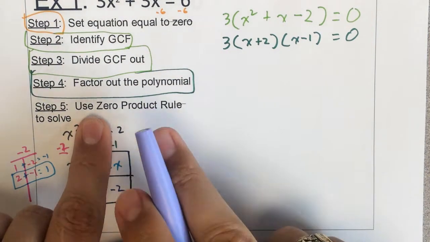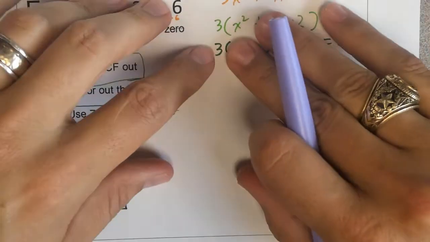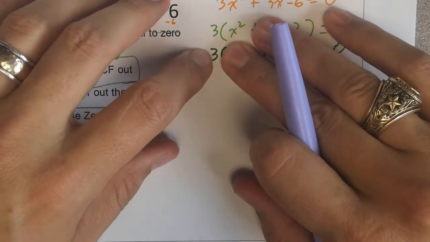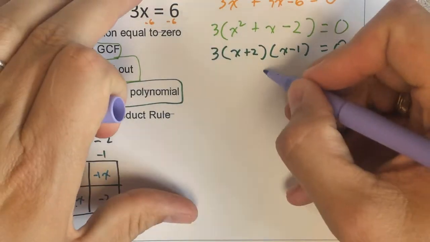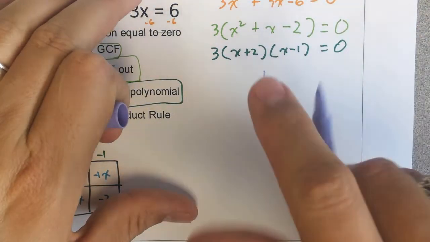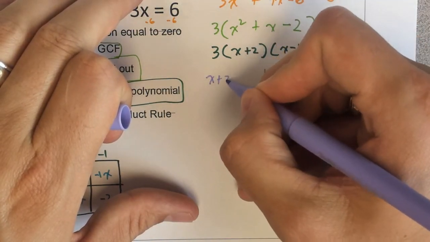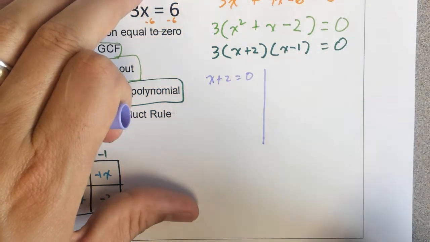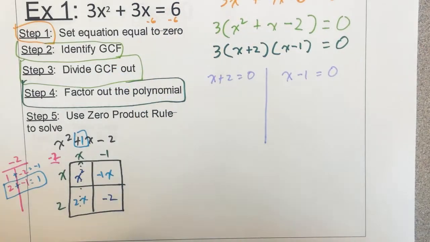I am now going to use the zero product rule to solve. That's a fancy way of saying set all of your factors equal to 0. I'm going to ignore the 3. The 3 cannot ever equal 0. But what I'm going to do is split all these up. There's typically going to be 2. I'm going to take this factor out, x plus 2, and set that equal to 0. Then I'm going to take the x minus 1, set that equal to 0. Very similar to when we split and solved absolute value equations in some quadratics.